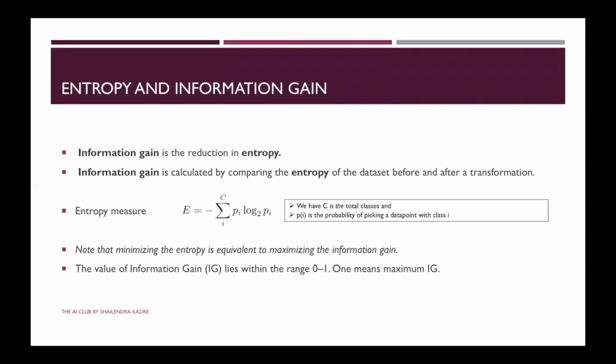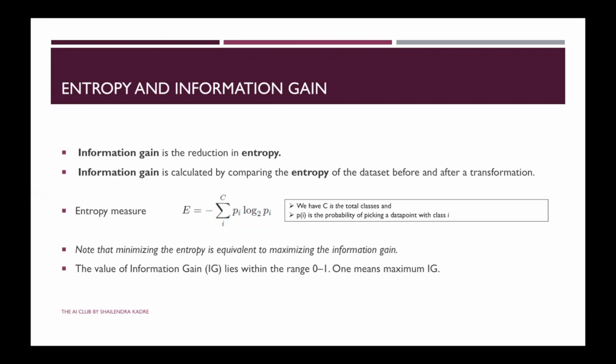Now, information gain is the reduction in entropy. If the entropy is high, that means the disorder is high. That is why the information gain is low. When the entropy goes down, so that the data comes in order, the information gain is high. So if information gain increases, entropy decreases. If entropy increases, information gain decreases. Maybe you can say they are inversely proportional in some way.